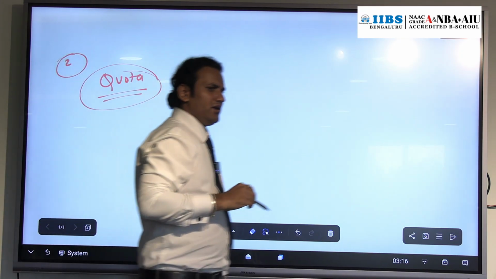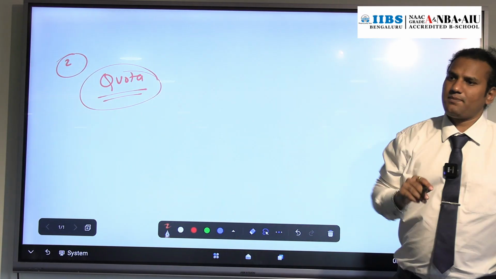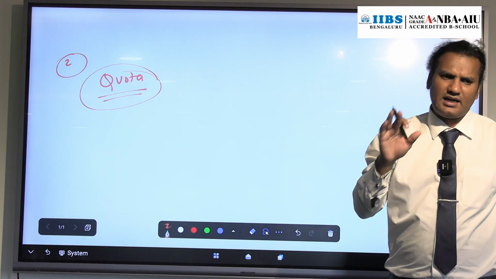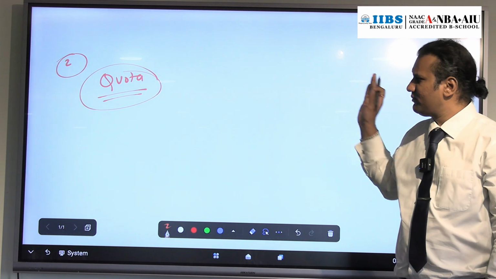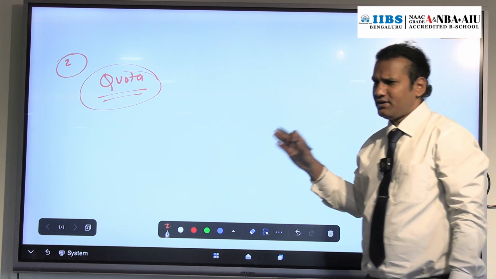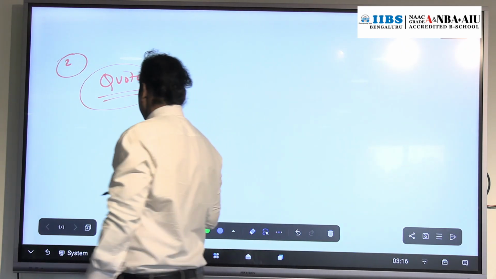Generally, it is a quota system. Proportional representation by means of single transferable vote, that we will discuss. But first, let me discuss the quota. So, what is it? The quota system in the election to the President of India.